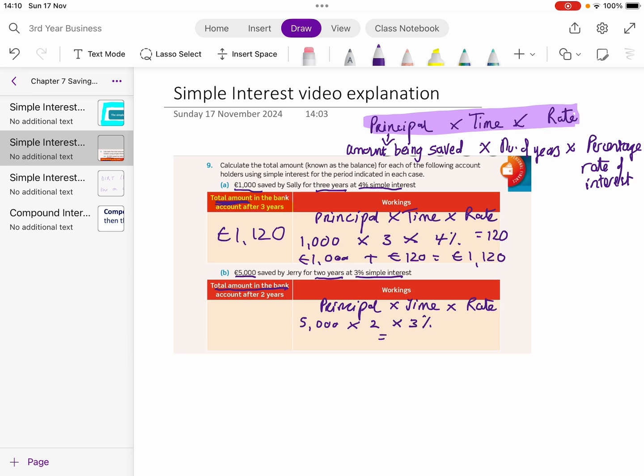So what do I get? I get €300. That's the interest that has been earned. I'm adding my €5,000 onto my €300. And overall, at the end of my 2 years, the total amount in my bank account is €5,300. And that's simple interest, girls.